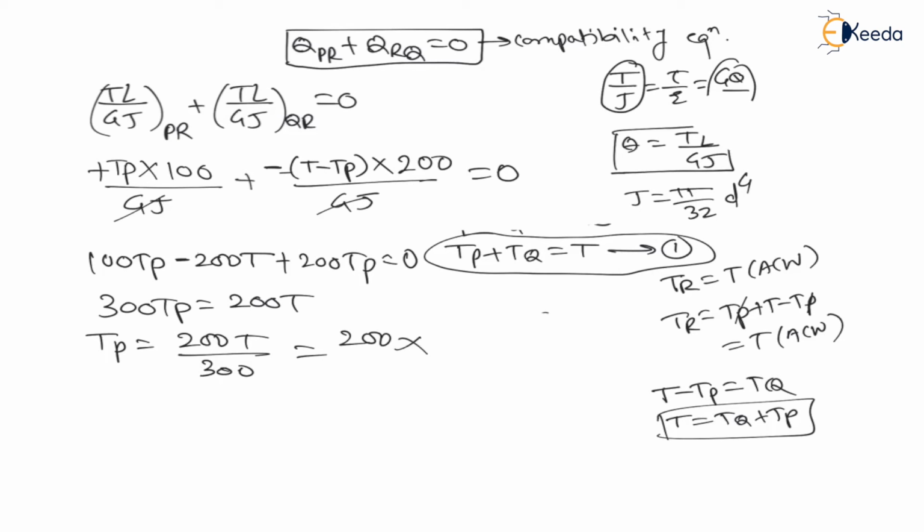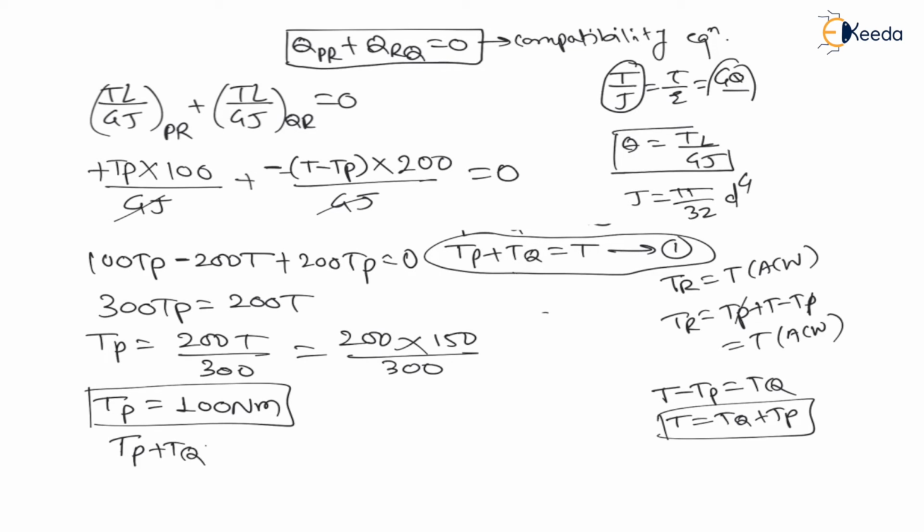The value of torque is given in the question, my dear student, as 150 Newton meter, divided by 300. Therefore, torque at P, if I solve this, I will get 100 Newton meter. This is the torque at P. Again, they are asking what is the torque at Q. Now, use the first equation, that is torque at P plus torque at Q is equal to total torque. Therefore, torque at Q is equal to total torque minus torque at P, which is 150 minus 100, that is 50 Newton meter.